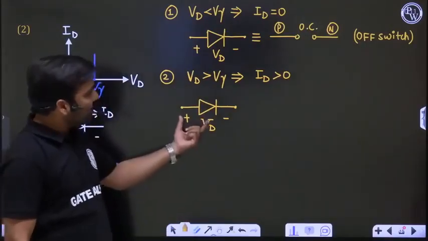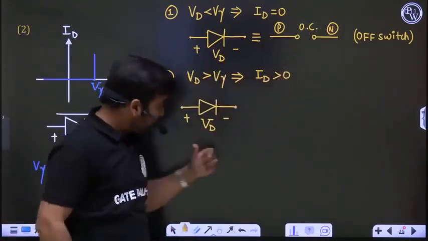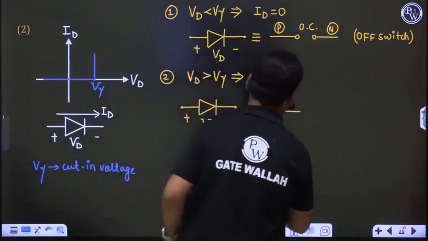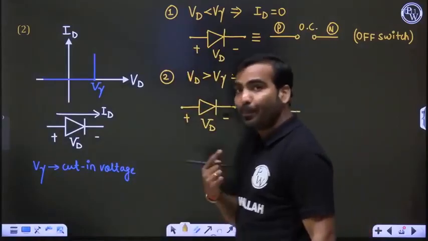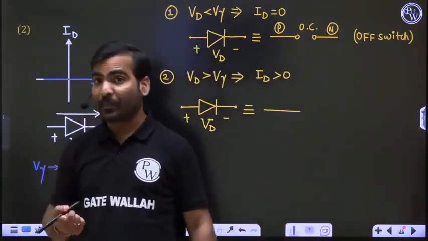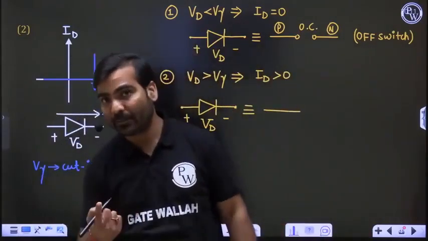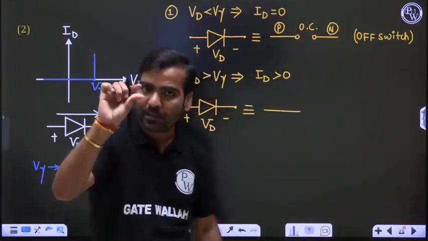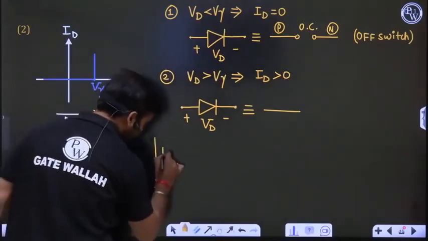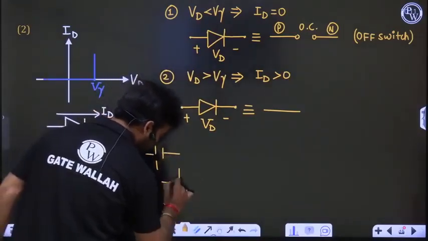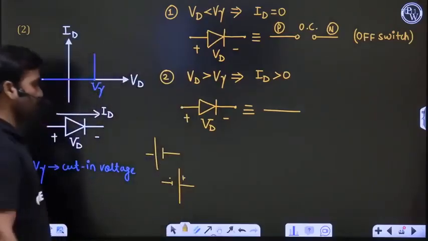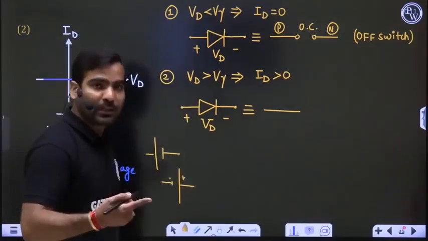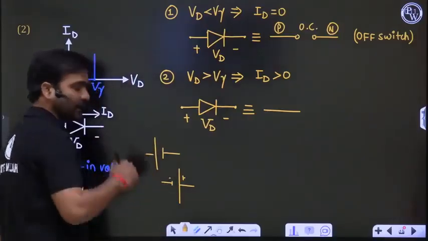If this is less than V gamma, it will be open circuited. If it is greater than V gamma, then this diode will be replaced by a battery. Now the question is, a battery has two terminals, one positive and one negative. You draw the positive terminal bigger and the negative terminal smaller, like that, or like that also. So now what is the direction of the battery? How to draw the battery? Either like this or like this.